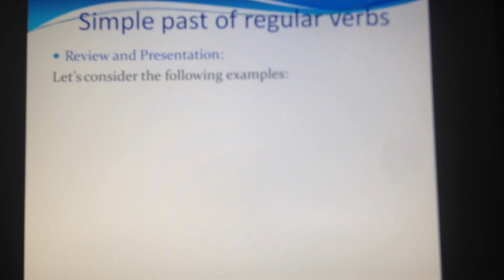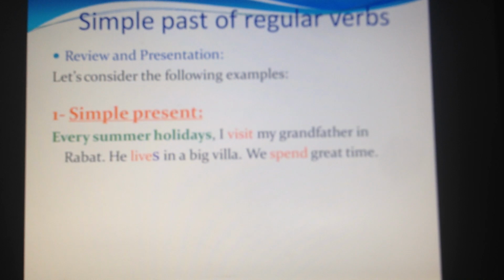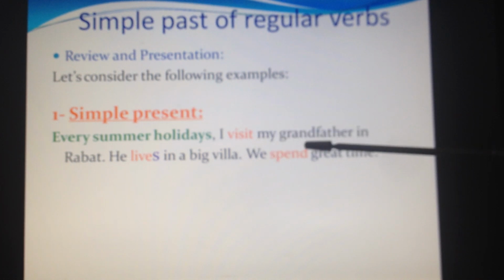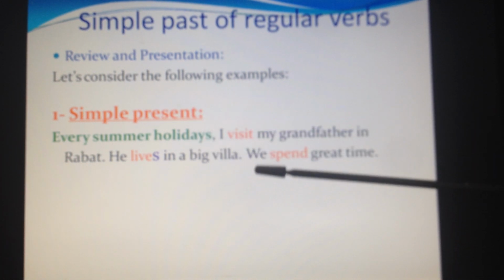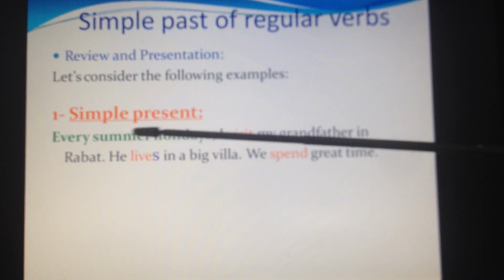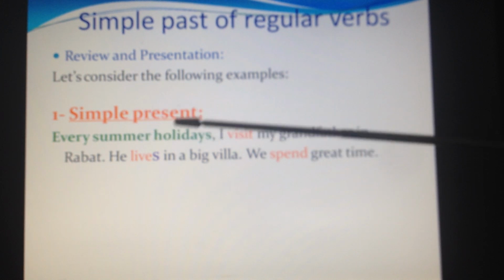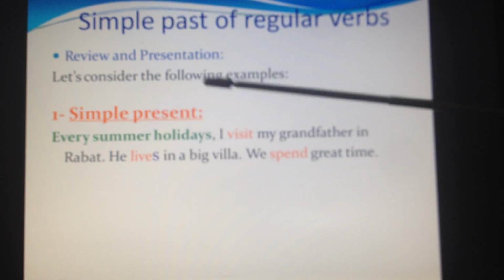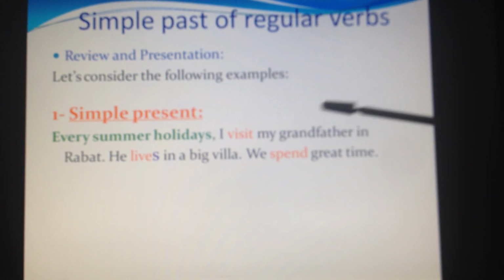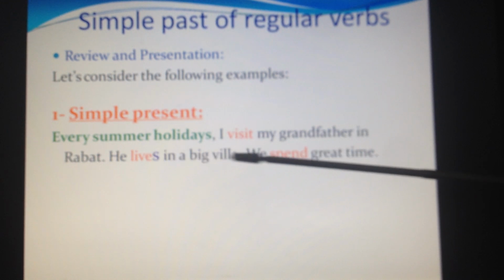Let's consider these two examples. This is a quick review of simple present. Every summer holiday, I visit my grandfather in Rabat. He lives in a big villa. We spend great time. So this is every summer holidays. This is a habit that I do every holidays, not just in the past, in the present, and probably in the future. Notice the verb here.